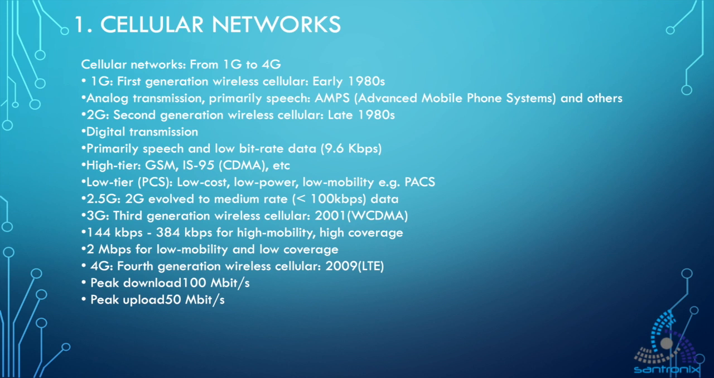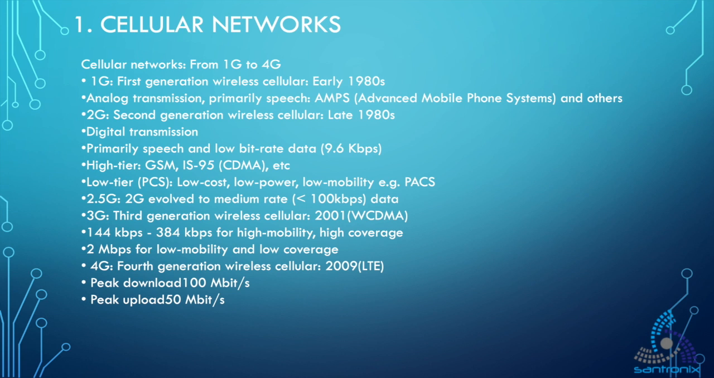With the introduction of 2.5G, 2G evolved to medium rate. The only difference between 2G and 2.5G basically was the enhancement of data rate from 9.6 kbps to less than 100 kbps. Then the third generation wireless cellular came, with the introduction of wideband CDMA. It introduced a data rate of 144 kbps to 384 kbps, with high mobility and high coverage. Then there was also 2 Mbps communication for low mobility and low coverage.